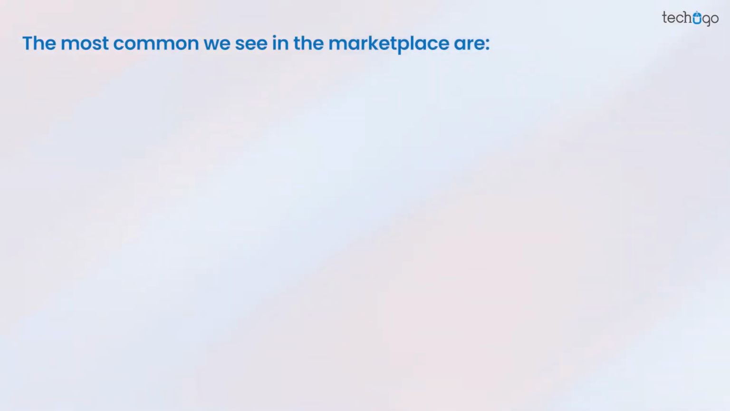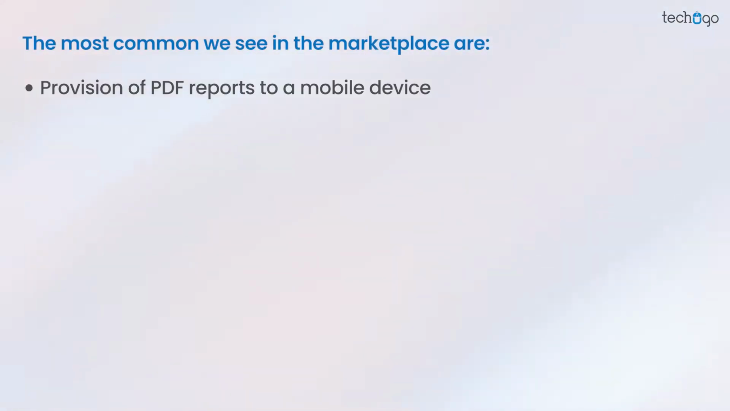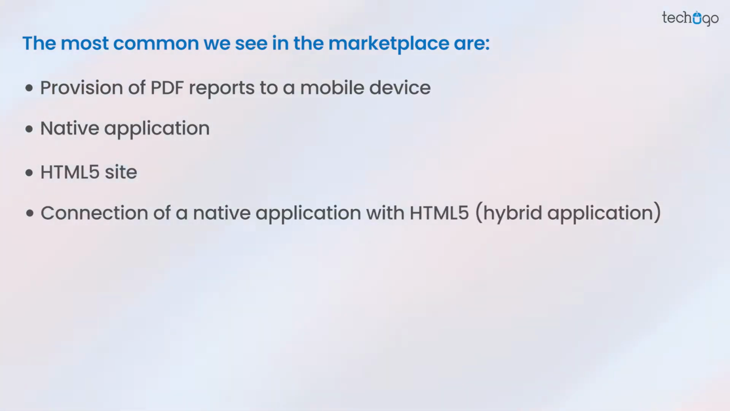There are various ways content can be displayed on a mobile device. The most common that we see in the marketplace are provision of a PDF report on a mobile device, a native application, an HTML5 website, or a connection of a native application with an HTML5 website in the form of a hybrid application.